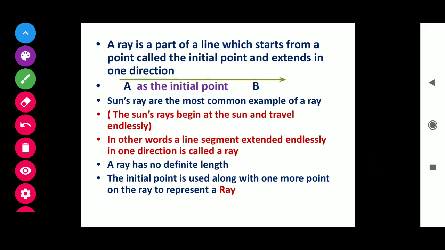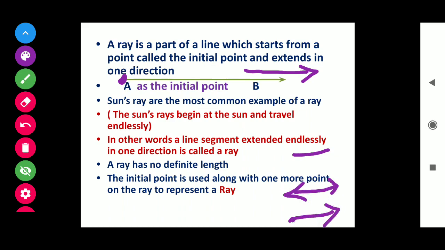Now the next one is a ray. So what is the basic difference between a ray and a line? The basic difference is that a line goes endlessly in two directions, but a ray is a part of a line which starts from a point. So a ray has one end point and on one side it goes endlessly. So this is the basic difference. This is a line segment, this is a line, and this is a ray.